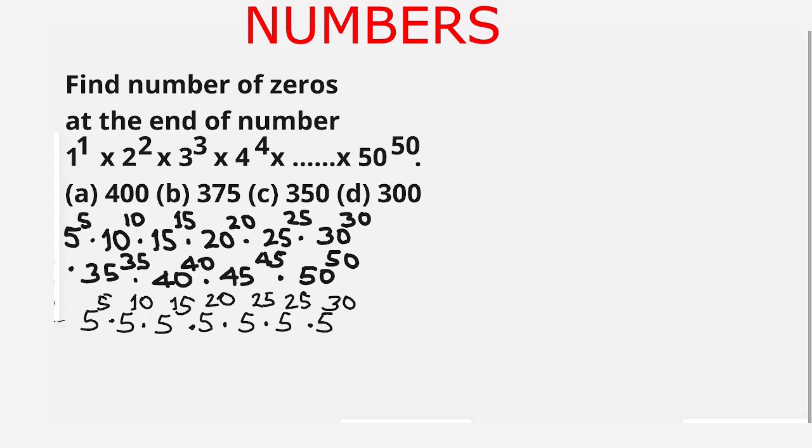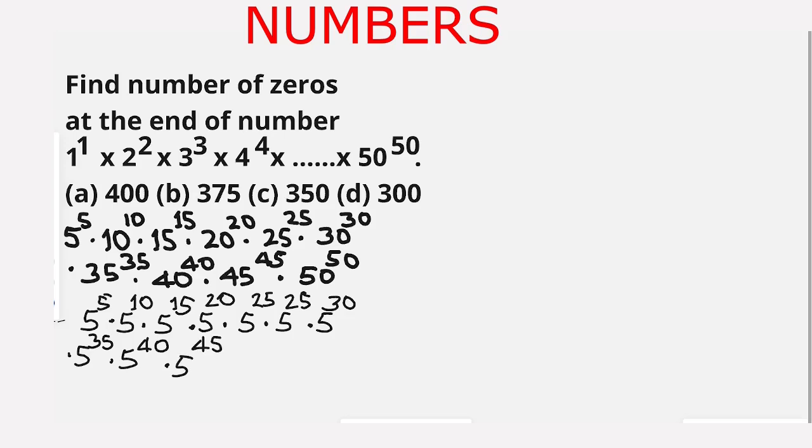So we will take only 5 to the power 30 multiplied by 35, which is 7 multiplied by 5 to the power 35. So we will take only 5 to the power 35, as we are only counting the power of 5s. 40 can be written as 8 multiplied by 5 to the power 40. So this will be 5 to the power 40, and 45 is 9 multiplied by 5 to the power 45. So we will take 5 to the power 45.